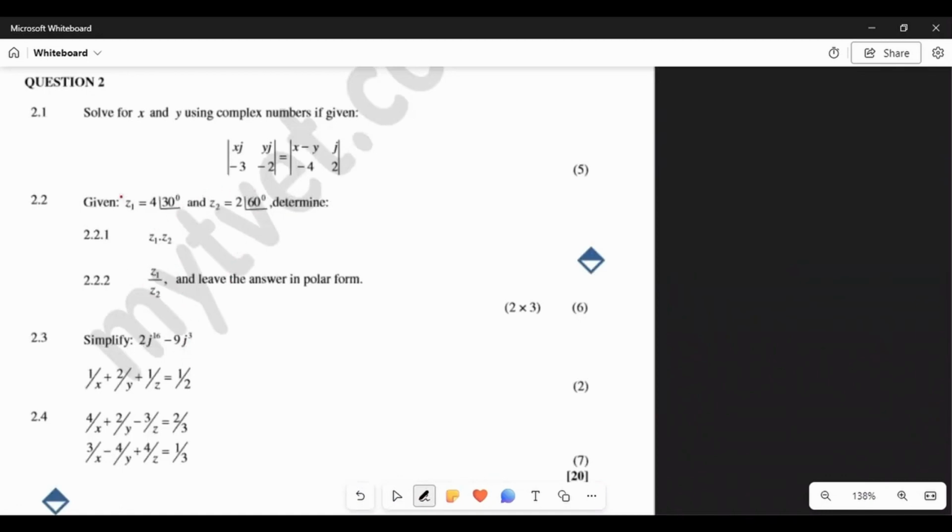As you can see, question 2 has question 2.1, which we're going to start with, to question 2.4. For question 2.1, they want us to solve for x and y using complex numbers, if this is given. What you should pay attention to about this question 2 is that it consists of complex numbers and determinants. I hope you are ready for that, because this is most of the things we'll be dealing with on this question. So let's copy this question and paste it somewhere so that we can do it.